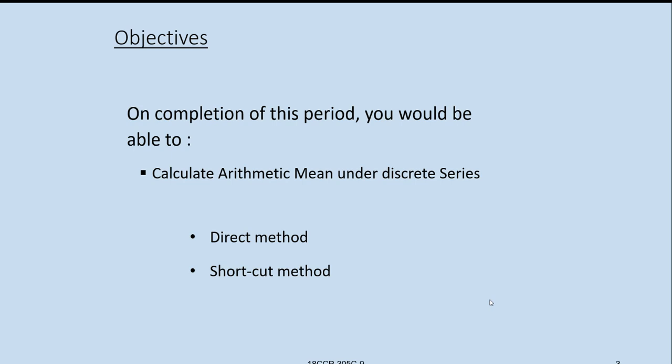In this lesson, we are going to look into the arithmetic mean under the discrete series. So, a student will be able to understand, after completion of this lesson, the calculation of arithmetic mean under the discrete series, and also under the discrete series we will be seeing direct method and indirect method, that is called shortcut method.